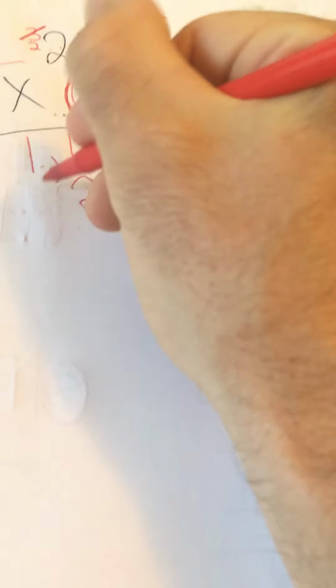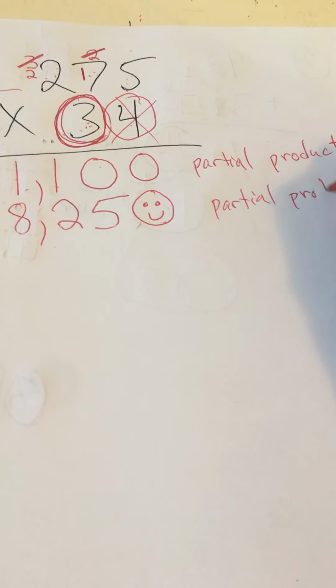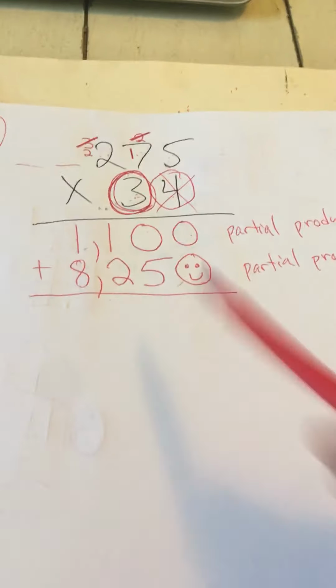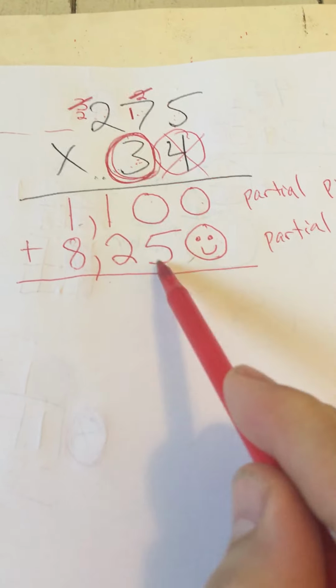So 3 times 5 is 15. 3 times 7 is 21. Plus 1 is 22. Carry the 20. And then 3 times 2 is 6. Plus the 2 that we carried makes 8. And then just be very careful that you only have 1 digit in each place value. And our second partial product, that's part of the answer, is 8,250. So now since we have this partial product, that's 275 times 4 is 1,100. And then we did 275 times 30, which is 8,250. And now we are going to add those together and we are done.